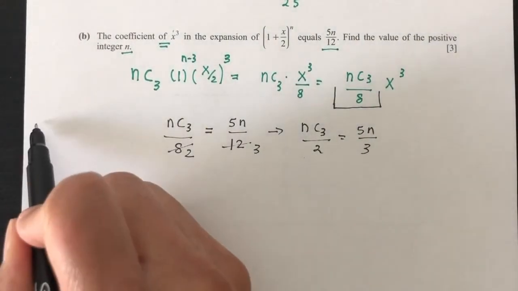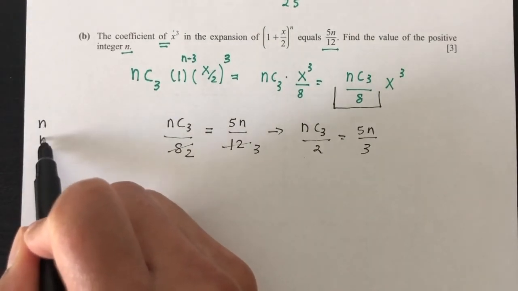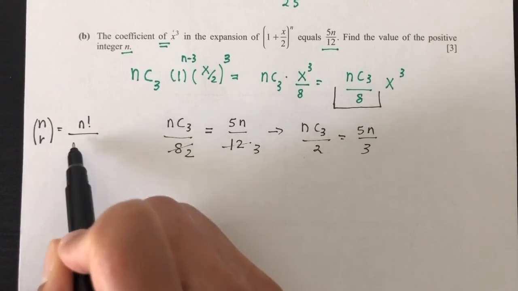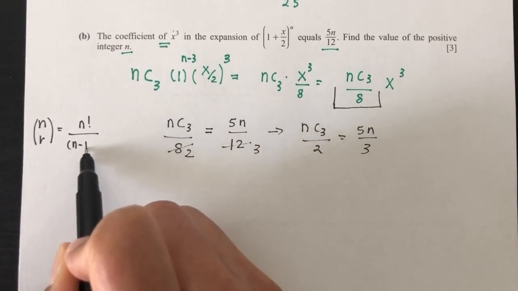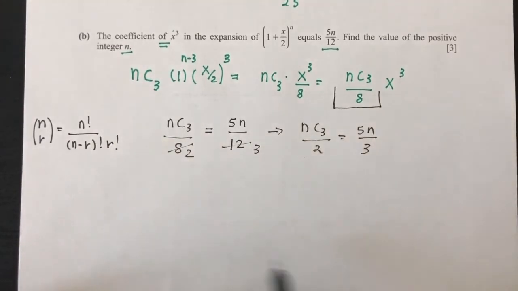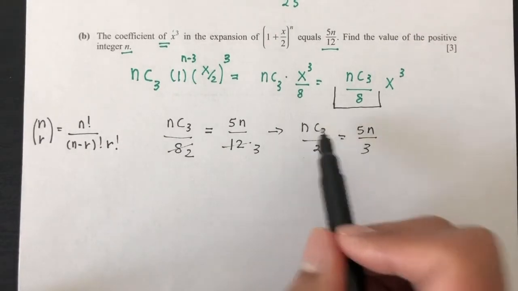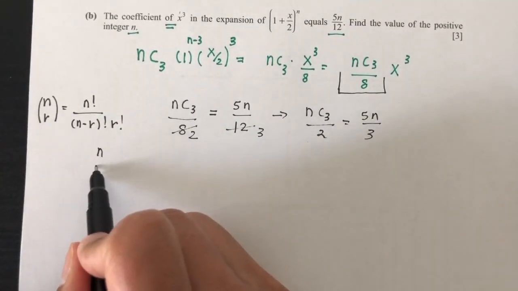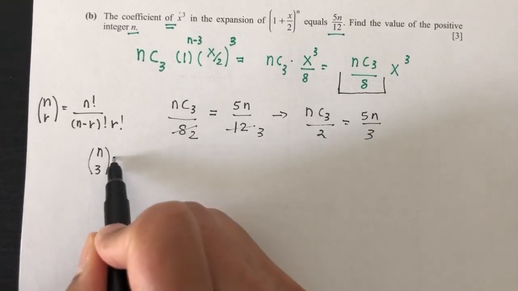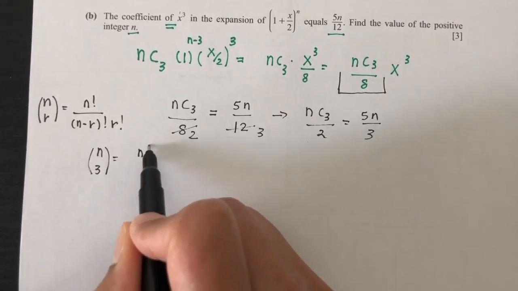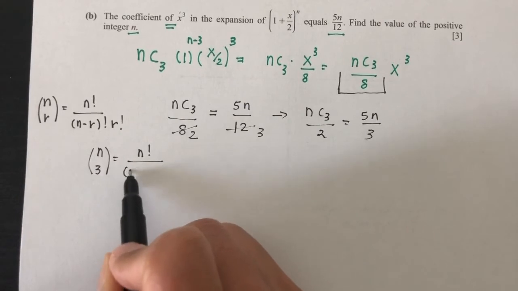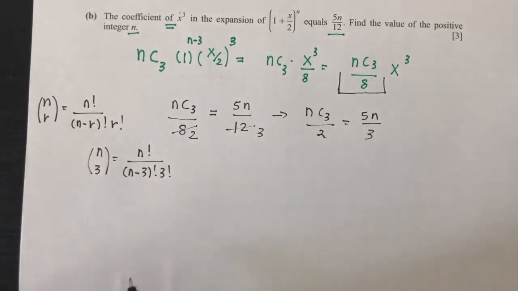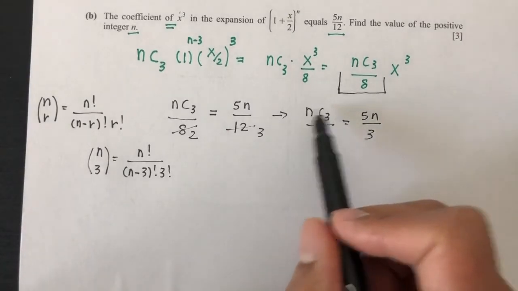So we have n choose r, for example, given to you by n factorial over n minus r factorial times r factorial. But in this case we have n choose 3. So let's replace and see what happens. So n choose 3, you're supposed to have n factorial over n minus 3 factorial, 3 factorial. So in this part you will have that.